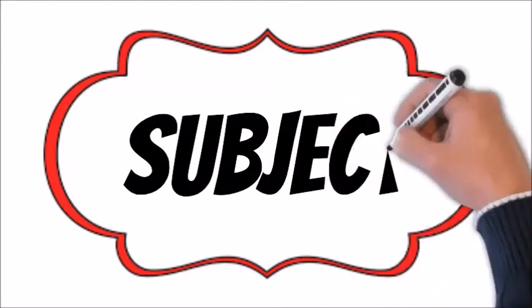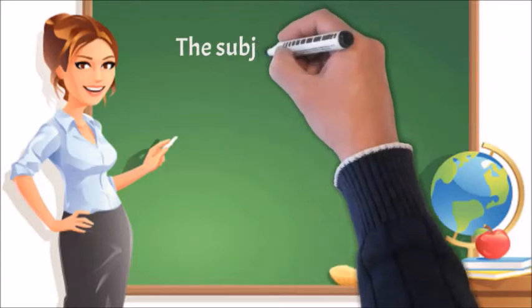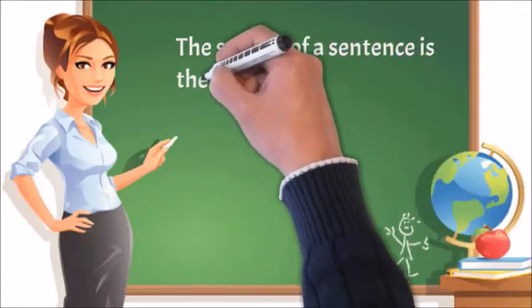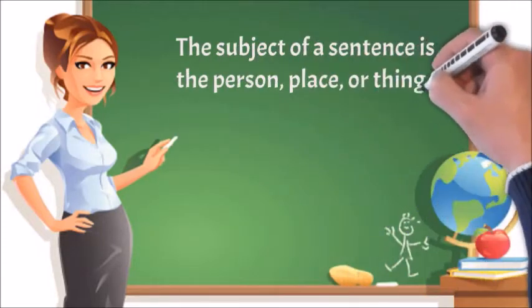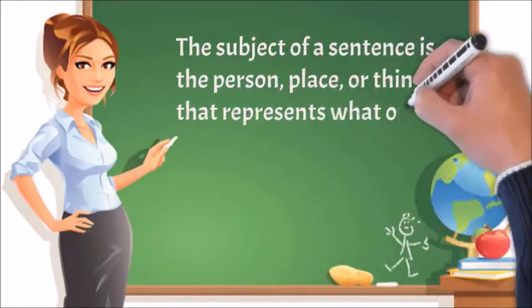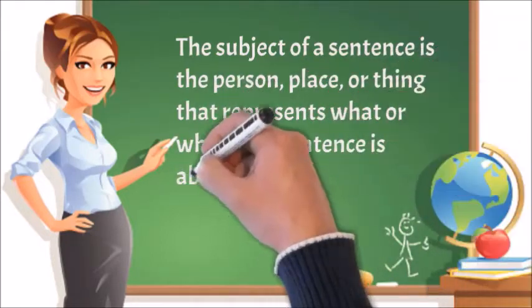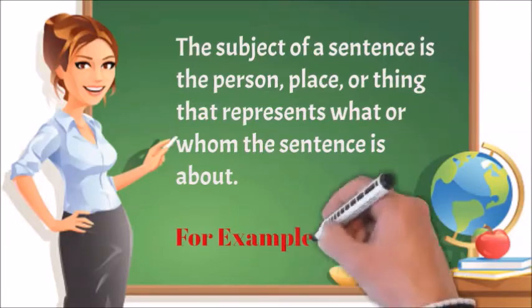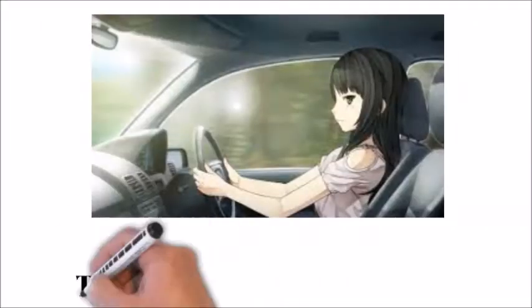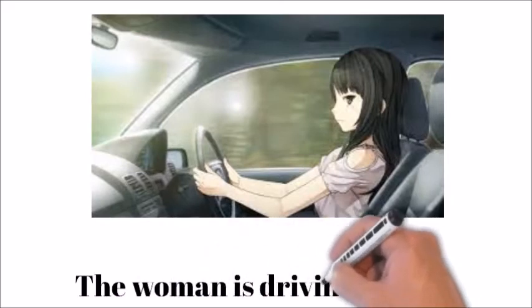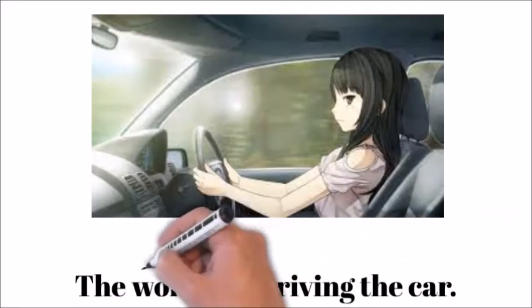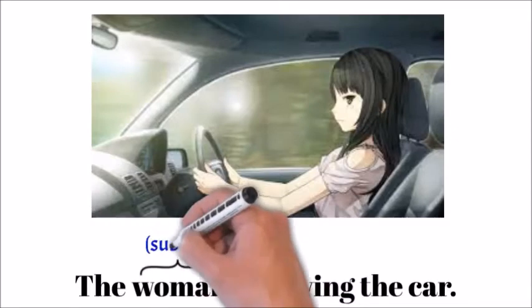First, let's look at the subject. The subject of a sentence is the person, place, or thing that represents what or whom the sentence is about. For example, the woman is driving the car. Woman is the subject.